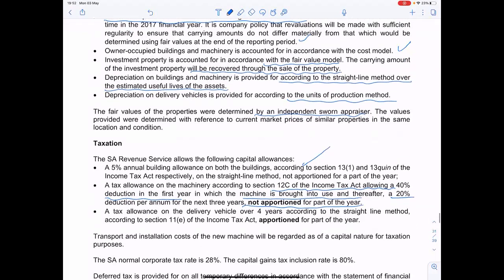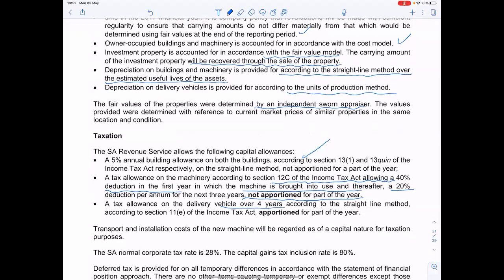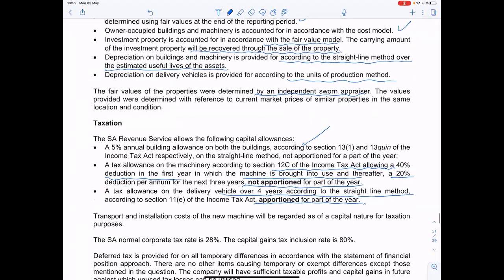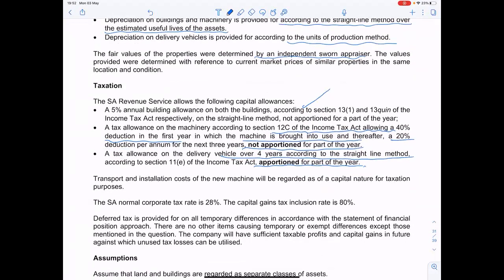A tax allowance on the delivery vehicles is over 4 years according to the straight line method, and this one is apportioned. Transportation and installation costs will be regarded as of capital nature for taxation purposes. So the amount that was incurred in the transportation and the installation costs, SARS also says the amounts should be capitalized.